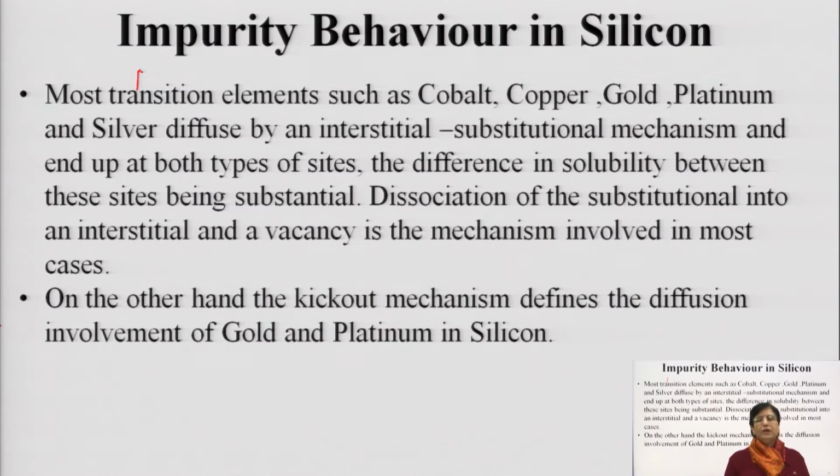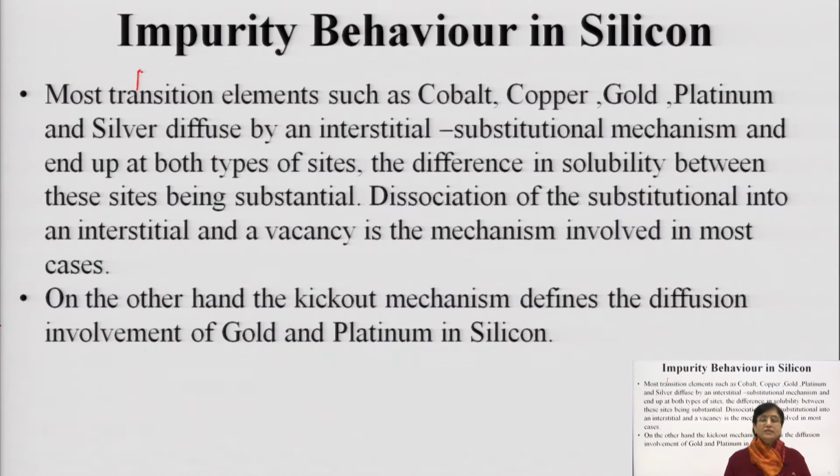Many transition elements such as cobalt, copper, gold, platinum and silver diffuse because of the interstitial and substitutional mechanisms, and their typical behavior is because of the knocking. Many of them have a tendency to dislodge the host atom and occupy its place, and therefore, that behavior totally alters from the normal diffusion profiles we have seen, that is Gaussian and complementary error function profiles. They occupy both these sites, interstitial as well as substitutional, and the difference in solubility between these sites is quite substantial.